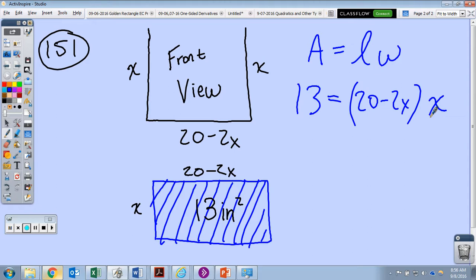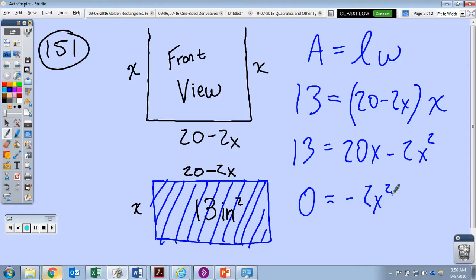So going from here, you guys know we need to set it equal to 0. So first we need to distribute. So we have 20x minus 2x squared. Bring the 13 over, so 0 equals negative 2x squared. I'm just rearranging it, which you're allowed to do, of course. Order doesn't matter for addition. Minus 13. Subtracting 13 from both sides.